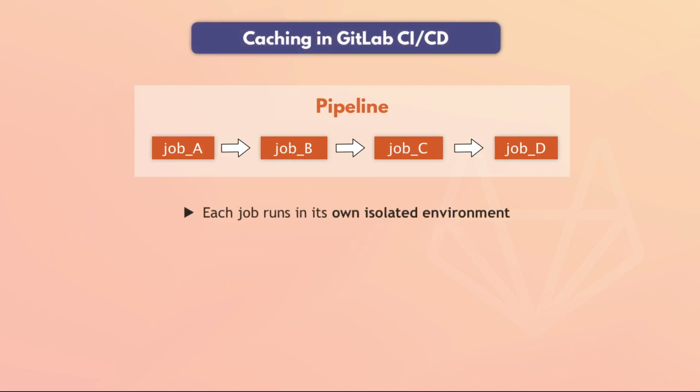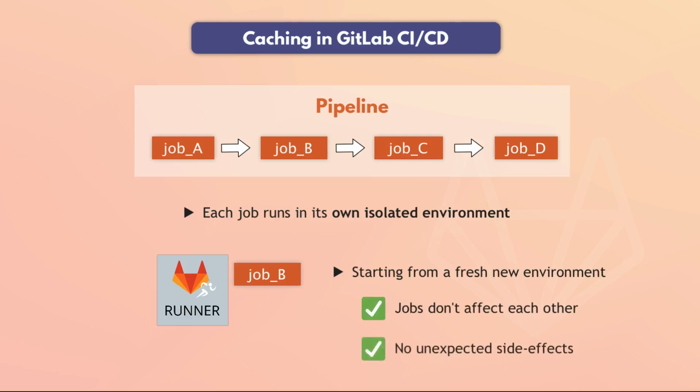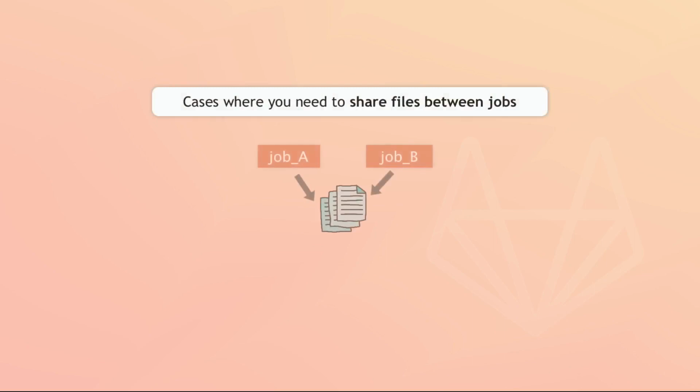Now, as we have learned, each job runs in its own isolated environment independently from other jobs. So everything we configure for one job, like setting environment variables, creating any files, etc., will not be available for the following jobs. They will start from a fresh environment, and that's great because it means the jobs don't affect each other and you have no unexpected side effects because of that. However, there are some cases where you need to share some files between the jobs. And we have seen some examples like this.